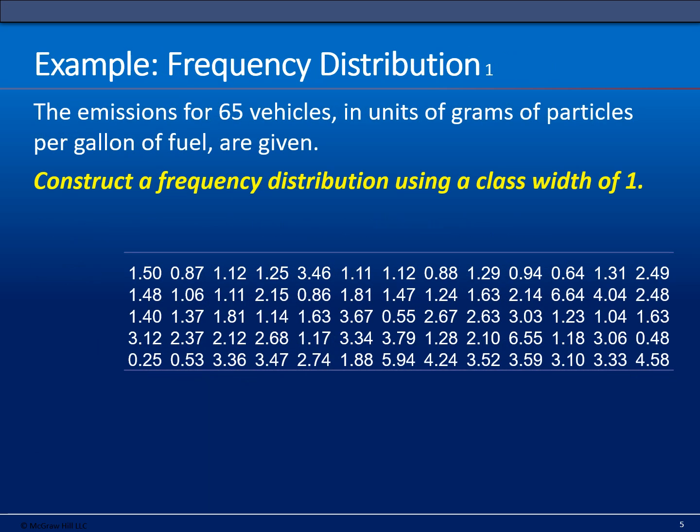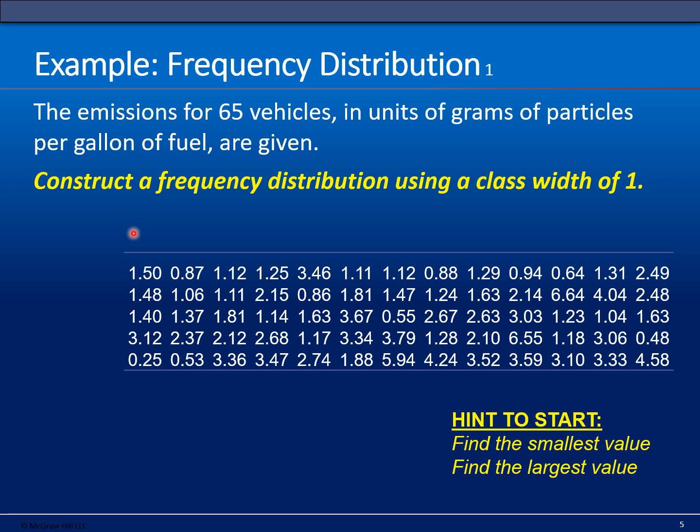Let's go through an example step by step. Here we have the emissions in this table. So there's 65 entries into this table of the unit of grams of particles per gallon of fuel in their emissions. And so we want to do a frequency distribution using a class width of 1. So the first thing we're going to do is look for the lowest values and the highest values so we can figure out where to start and where to finish.